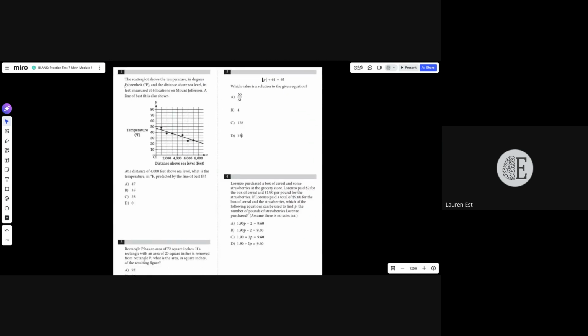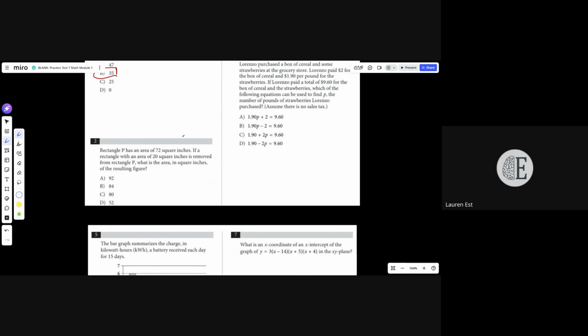Starting with question 1, the scatter plot shows the temperature in degrees Fahrenheit and the distance above sea level in feet measured at 6 locations of Mount Jefferson. A line of best fit is shown. Cool, don't care. At a distance of 4,000 feet above sea level, this is distance above sea level, this is 4,000. My tablet is not very straight. What is the temperature predicted by the line of best fit? That's going to be 35. Answer choice B. Moving on.